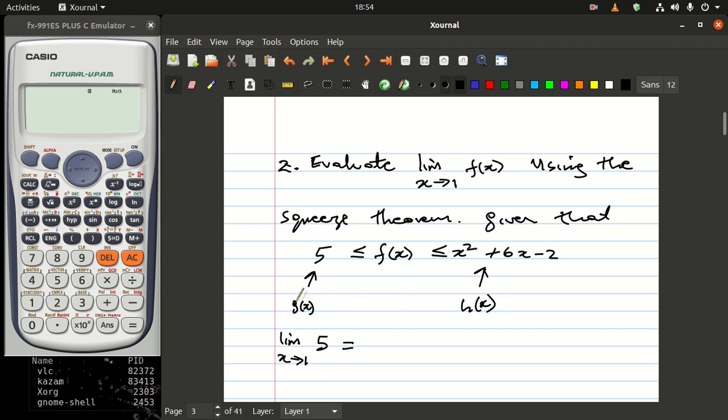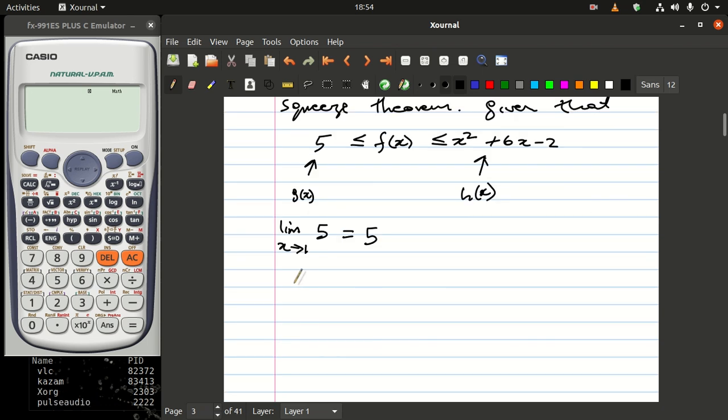And the limit of a constant, because there is nothing to plug in, we know that the limit of a constant is always that constant. Now if you look at the limit as x approaches 1 of h of x, which is x squared plus 6x minus 2, what are we actually getting?